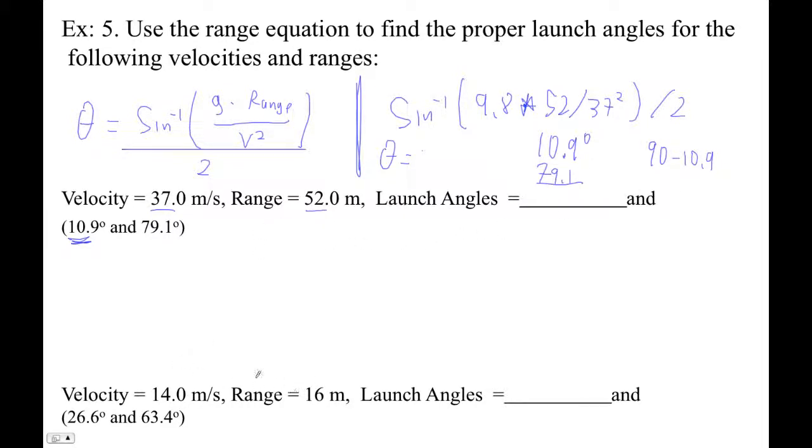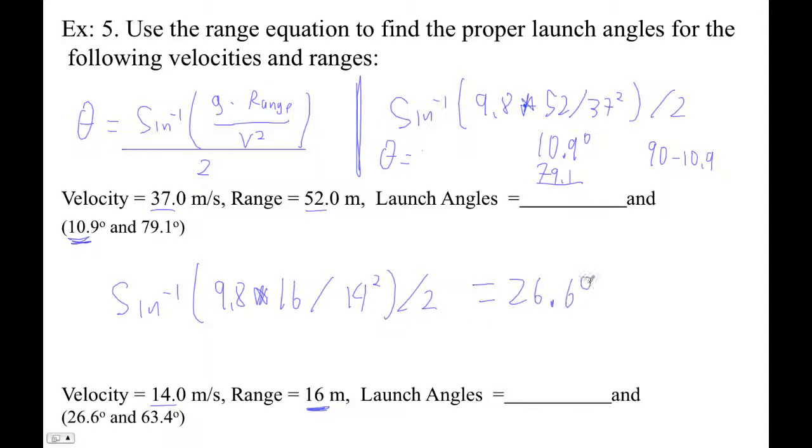Okay? Let's try this guy here. This guy is going to be sine minus 1 of g. So g is 9.8 times the range, which is 16, divided by v squared, so 14 squared, divided by 2. So inverse sine of 9.8 times 16 divided by 14 squared divided by 2. 26.6, roughly. It's like 26.56 or something like that, degrees.